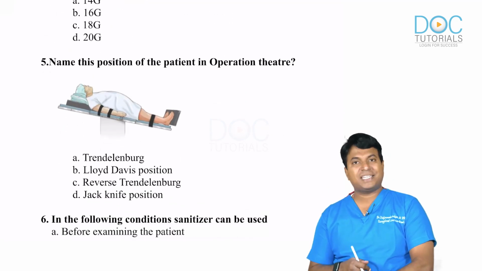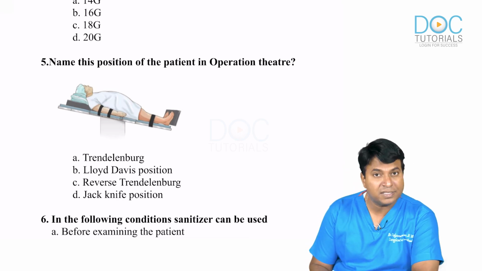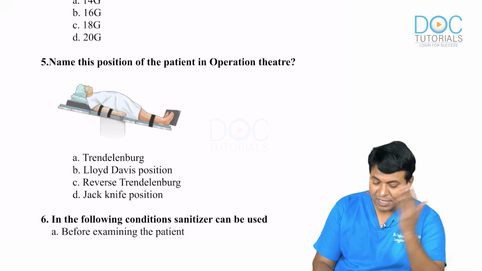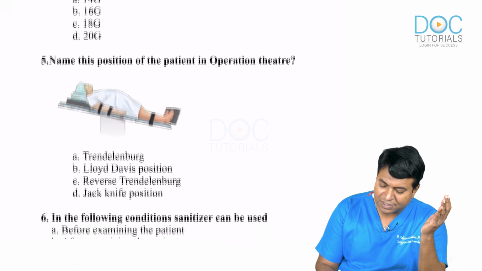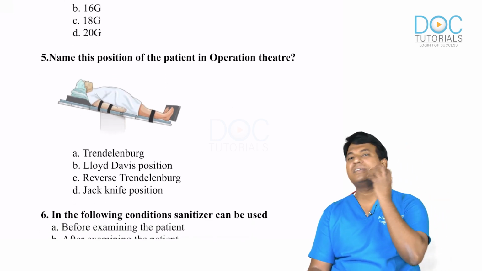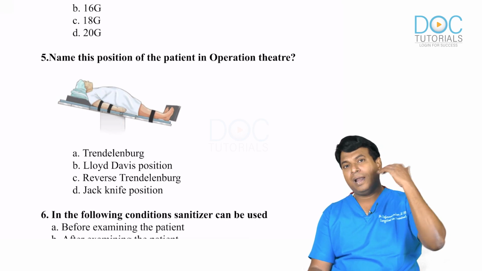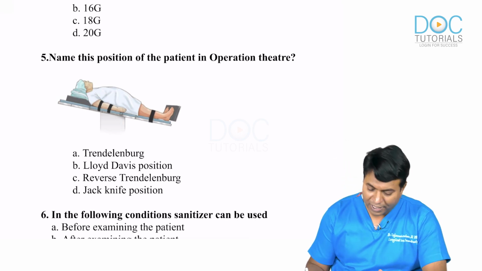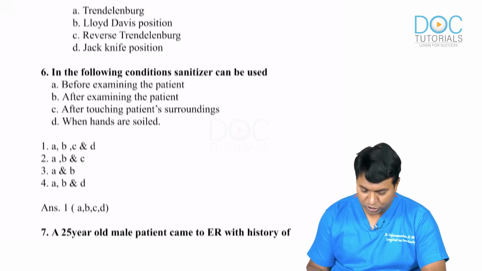Name this position of patient in the operation theatre. It is a clear-cut reverse Trendelenburg position. Head end is up, leg end is down. We use this position for thyroid surgeries, any surgery on parotid. In all these cases, we make the head up so that there will be less bleeding from the top side. So, reverse Trendelenburg position.